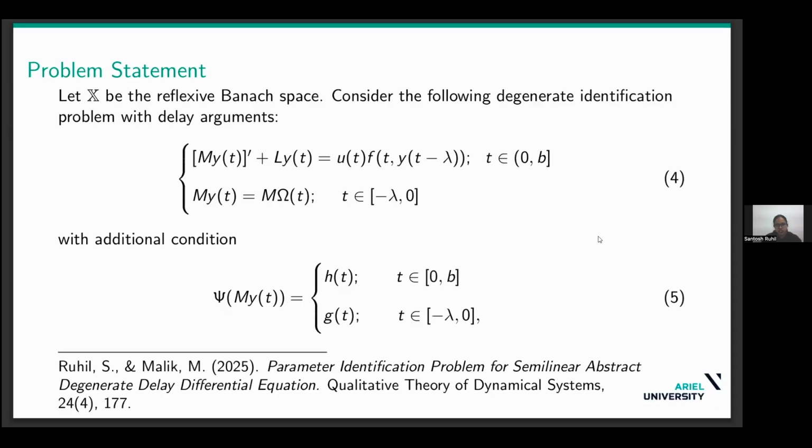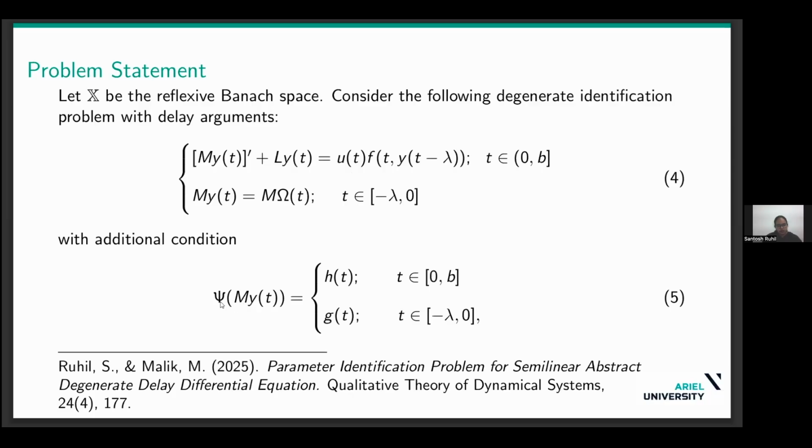Let X be a reflexive Banach space, and we consider the following degenerate identification problem with delay arguments, given by the system 4 and 5, where M and L are closed linear operators with the domain of L contained in the domain of M. U is the unknown function that we have to find out. F is the given non-linear function that is Lipschitz continuous in the second variable. Omega is the initial history valued function, and this is the additional condition that we have to use to find out this unknown parameter.